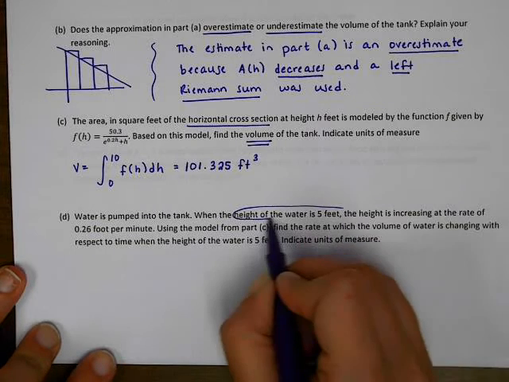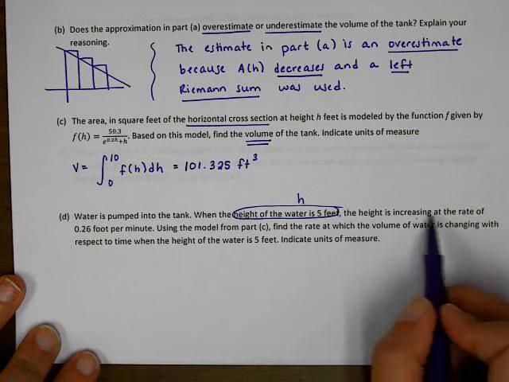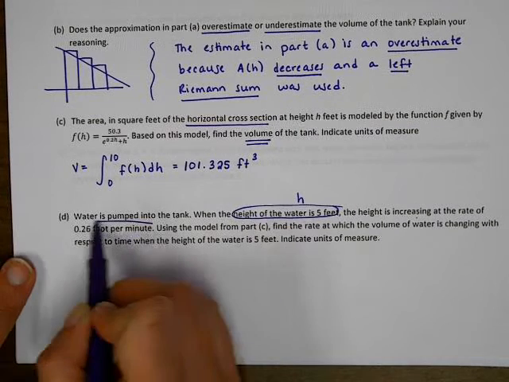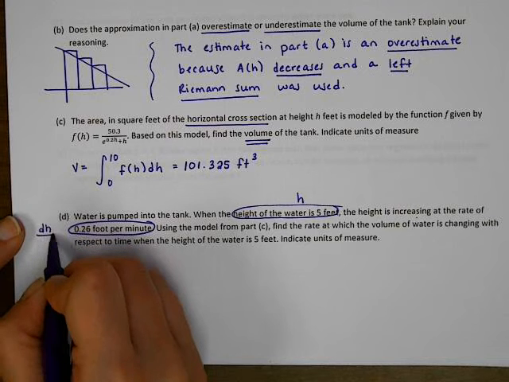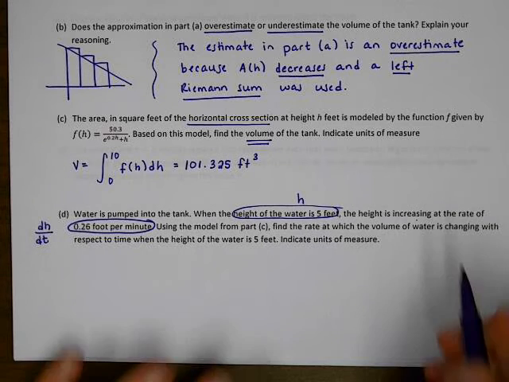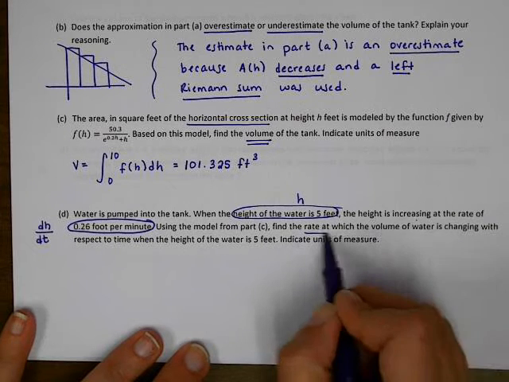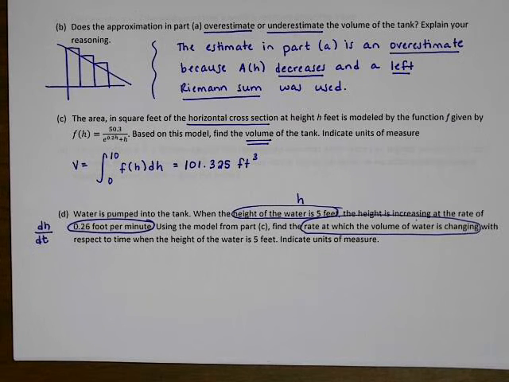They're giving me an h value. And the height is increasing at this rate. So they're giving me how fast the height is changing. So I like to call that dH/dt. I'm just going to try to make sure I know what I have in this question. Using the model from part C, find the rate at which the volume of the water is changing with respect to time when the height is 5 feet.